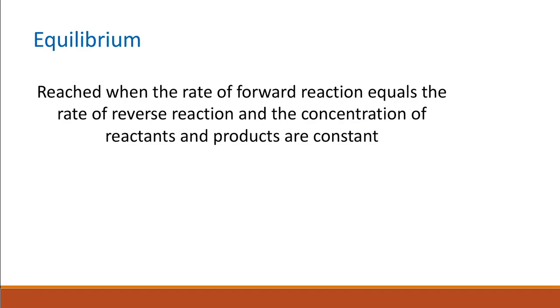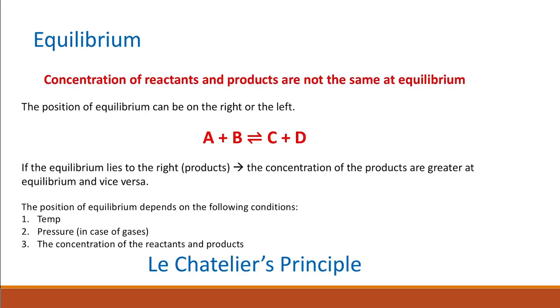So what is equilibrium in relation to reversible reactions? Equilibrium is reached when the rate of the forward reaction is exactly the same as the rate of the reverse reaction, and when the concentrations of reactants and products are constant. They are not the same, they just remain constant. So at equilibrium, there's a reversible reaction, and as we can see the rates of both reactions, forward and reverse, are the same, and the concentration remains constant.